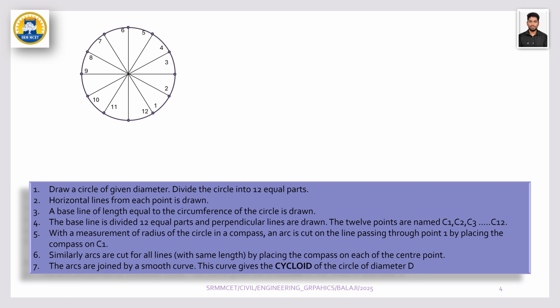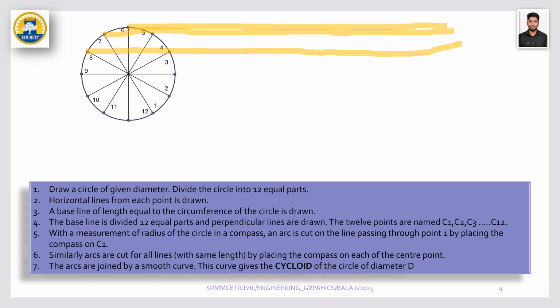After which horizontal lines are to be drawn from each of the points. You can use your drafter and place the drafter at a perpendicular to the points, and draw lines such that each of the points has a line passing through it, just like this.